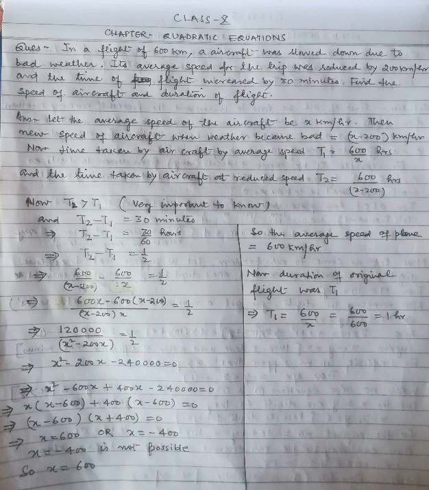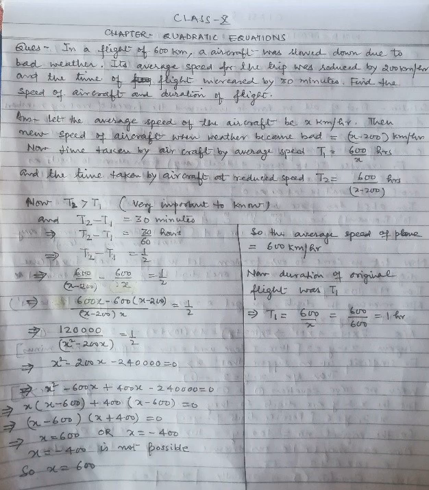But x is equal to minus 400 is not possible, because x is the speed of the aircraft, and the speed of the aircraft cannot be negative, so we may neglect it. So the final answer of x is 600. It means the speed of the aircraft is 600 km per hour.